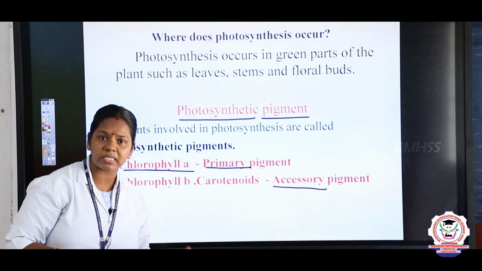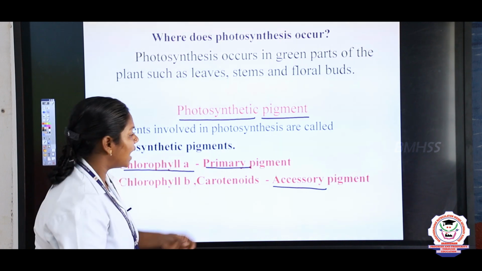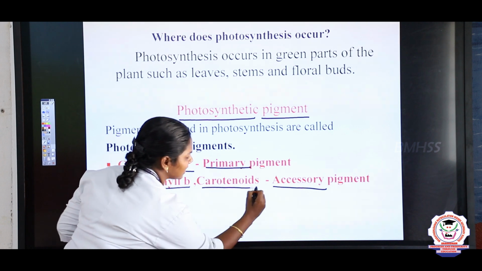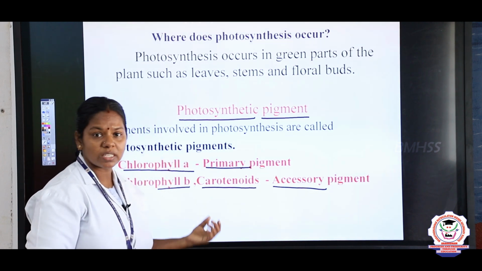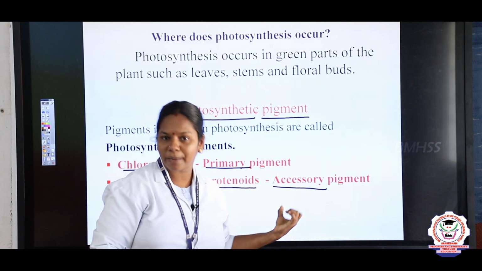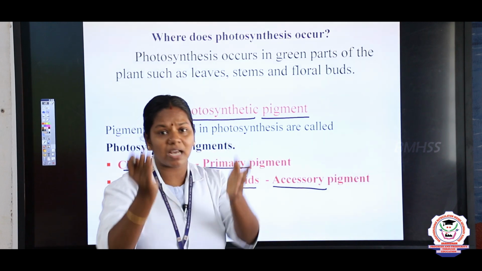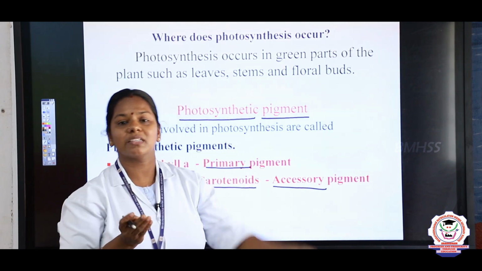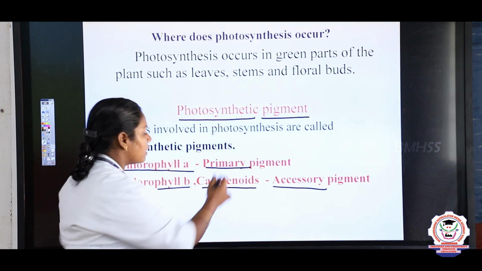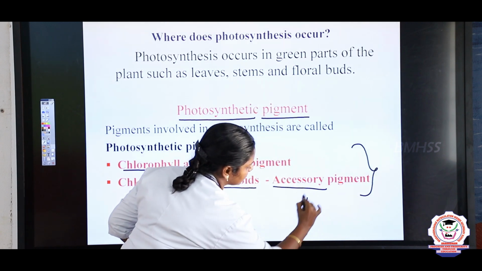Identify which of the following is a primary pigment. Identify which of the following is an accessory pigment. And why are chlorophyll B and carotenoids called accessory pigments? Because they transfer their energy to the primary pigment. Since they help the primary pigment, they are said to be accessory pigments. Yes, children, they may ask some important question, why it is called a primary, why it is called an accessory, and both the primary and the accessory pigments together form the photosystems.